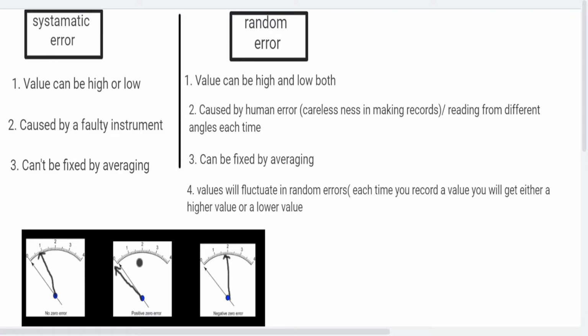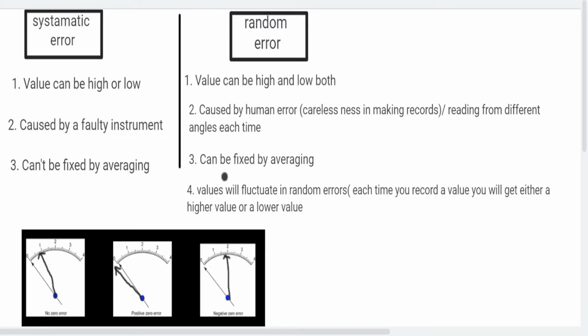But in systematic error, even if I'm careless, that doesn't matter because the instrument is faulty. If I sit at the center and take all the readings at once, I would get an error in each reading. Why? Because the error is in the instrument itself. It's not caused by me. In systematic error, the error can't be fixed by averaging because even if you take multiple readings and then take the average of those readings, you would still get the error. You can't resolve this error because the instrument has some fault in it.